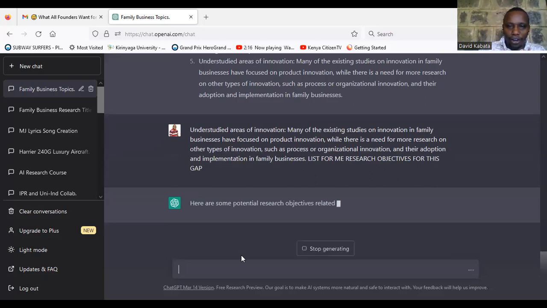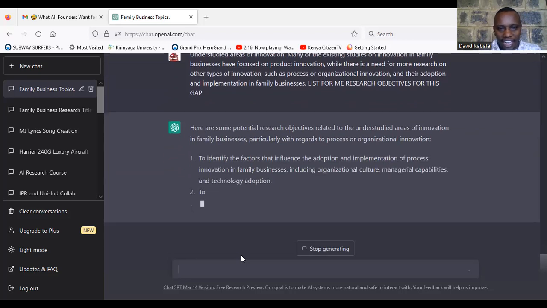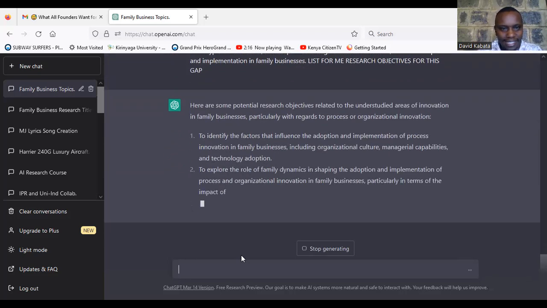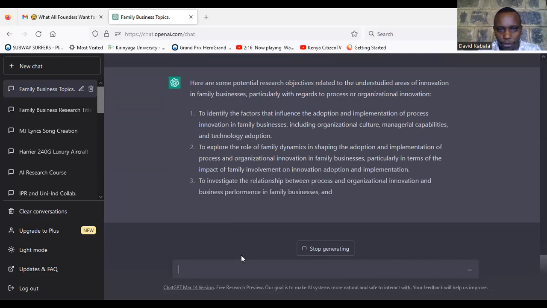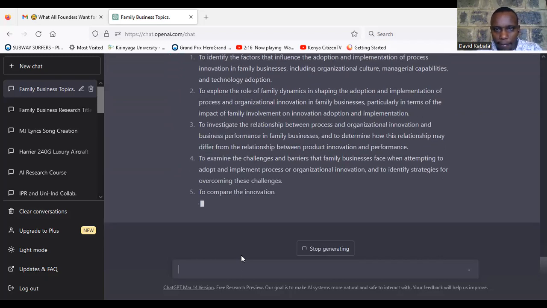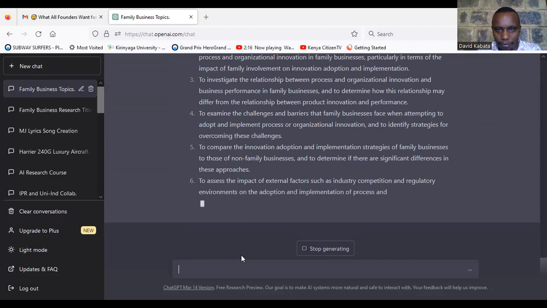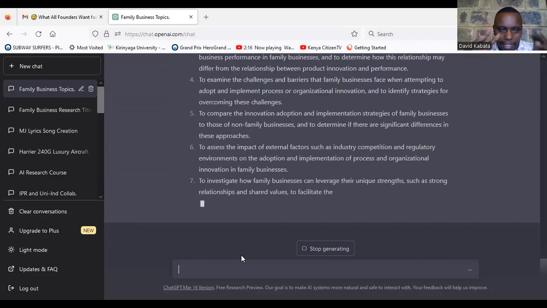So I'm still continuing. I got the topic, I got the papers that I'm going to use for literature, I've gotten the gap. Now I am on the objectives. Now, these are the objectives. Identify the factors that influence the adoption and implementation of process innovation in family businesses, including the organization; to explore the role of family dynamics; to investigate the relationship between process and organization innovation; to examine the challenges and barriers. So all these are simple objectives that I can choose from: to assess the impact of external factors such as industry competition, regulation, environment on adoption and implementation of process and organization innovation; to compare the innovation. So all these are objectives that I can choose.